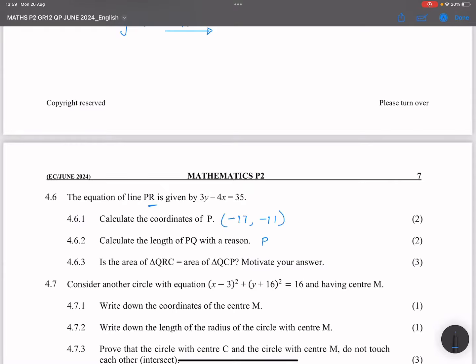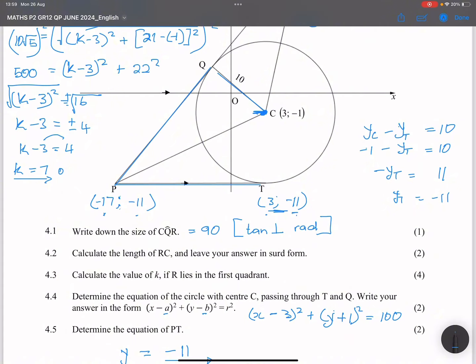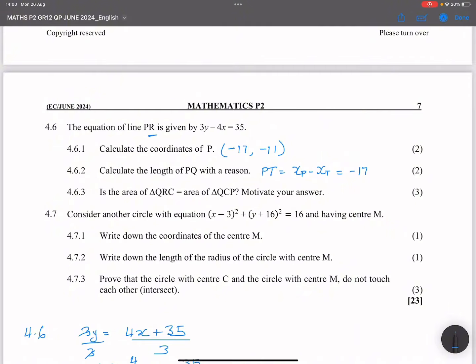So firstly, let's find PT, which is xp minus xt. This is negative 17 minus 3. But remember the length in that case is never negative, so therefore PT is equal to 20 units. So that means this is going to be 20 units. But we know that PQ is equal to PT, which is 20 units. And the reason for that is that these are tangents from the same point.